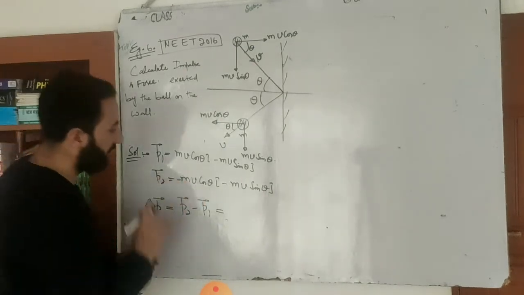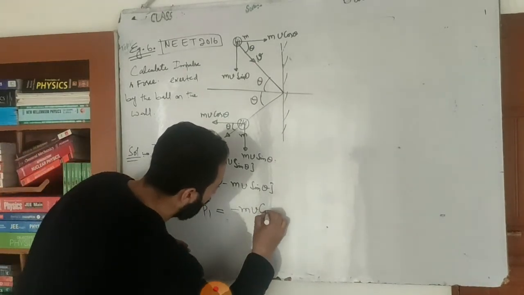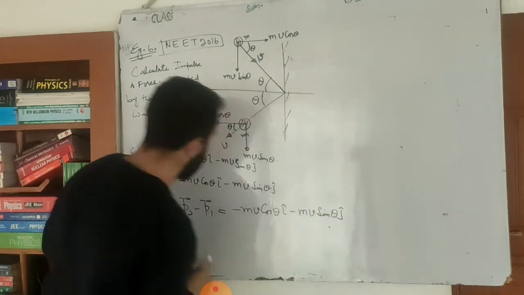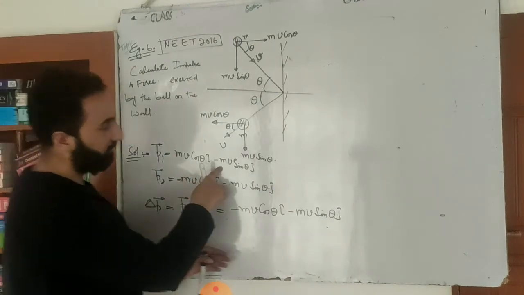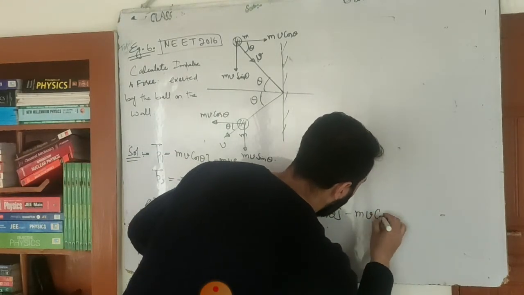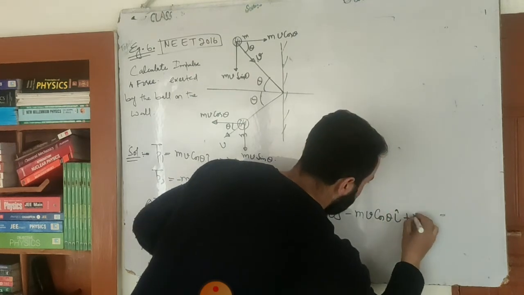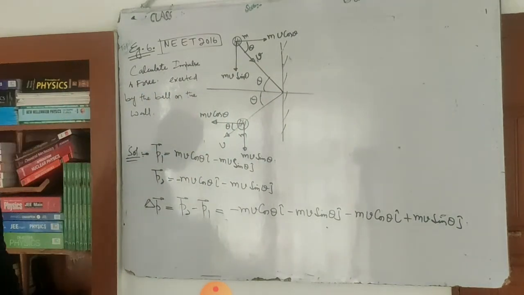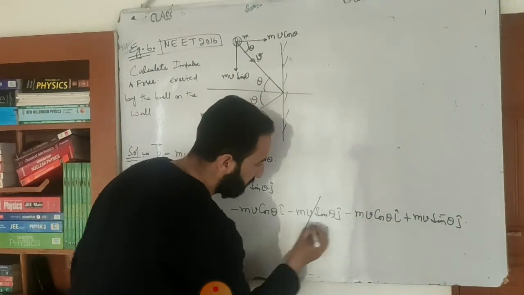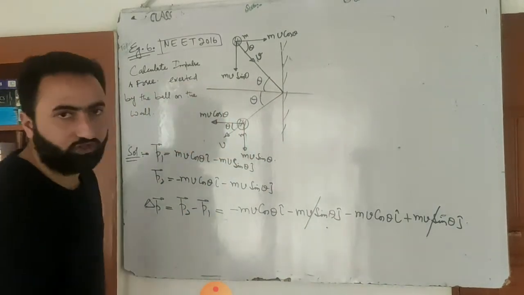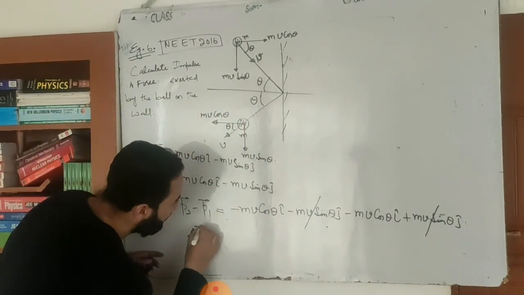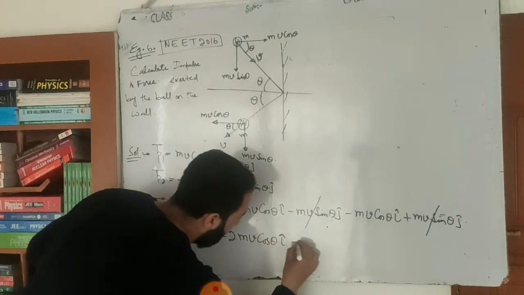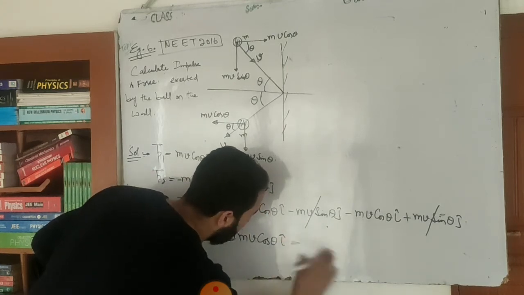What will the final momentum become? Minus mv cos theta i cap minus mv sin theta j cap. Then there is a negative sign here, so this will become minus and this will become plus: minus mv cos theta i cap plus mv sin theta j cap. Now see which term will cancel. This is negative here and this is positive, so this and this will cancel. This is negative, they will add up. So delta p will finally be equal to minus 2 times mv cos theta i cap, which is the impulse.